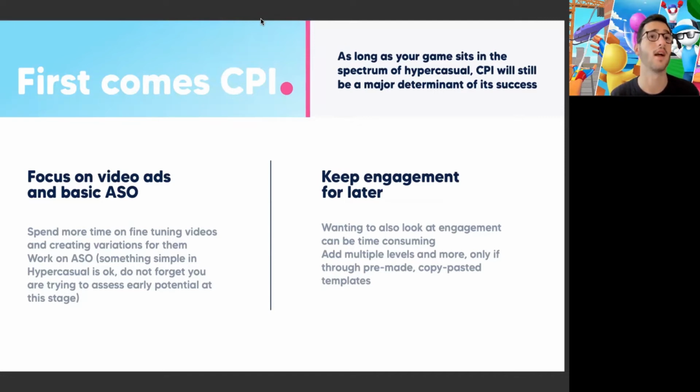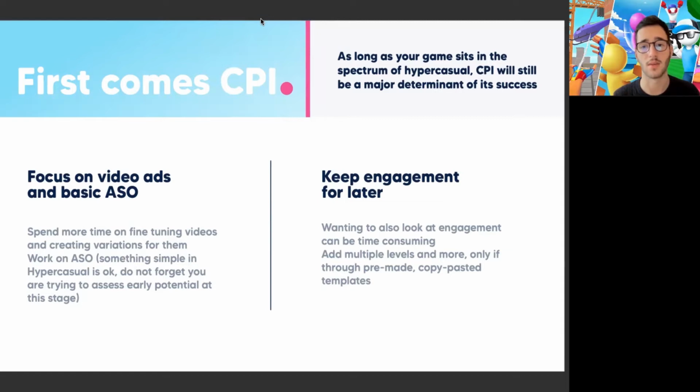The ASO itself doesn't have to be extremely curated, as you will still be looking at it. You still have the data on it when you're testing your game. So if you have a 50% conversion, you can expect that with some extra work on it, for example, you would be able to ultimately increase conversion and decrease CPI.